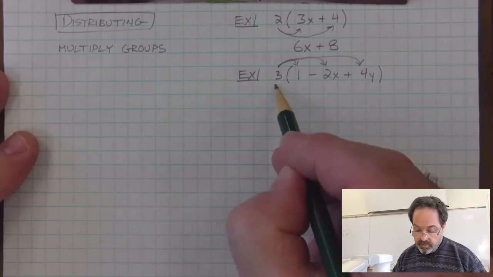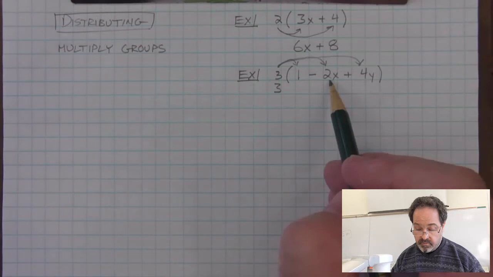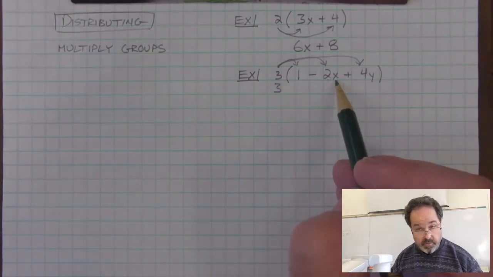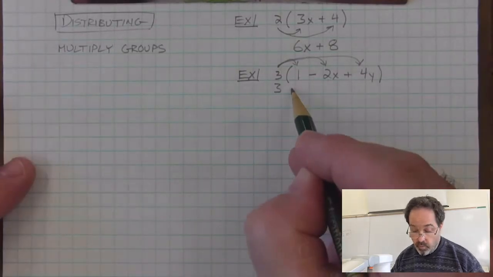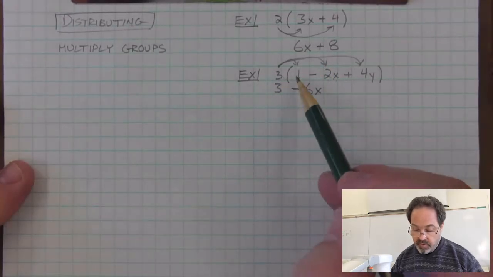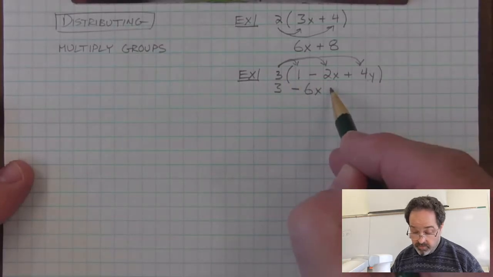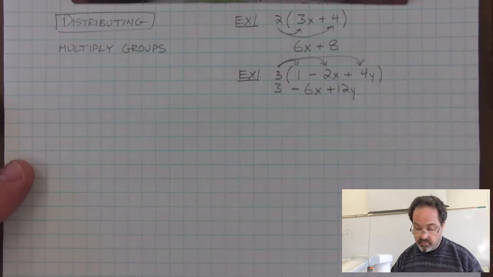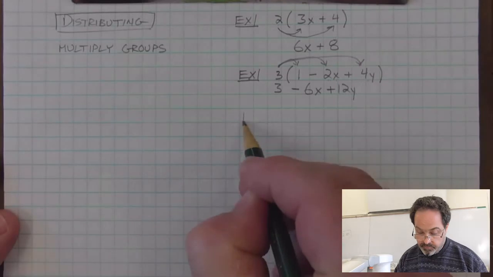3 times 1 is 3. 3 times 2x, think of the numbers, 3 times 2 is 6. So 3 times 2x is 6x, and it's going to be subtracting, or a negative 6x. Moving on, 3 times 4 is 12, so 3 times 4y is 12y. And we're adding, so this is positive. We've finished distributing. Let's give another example.